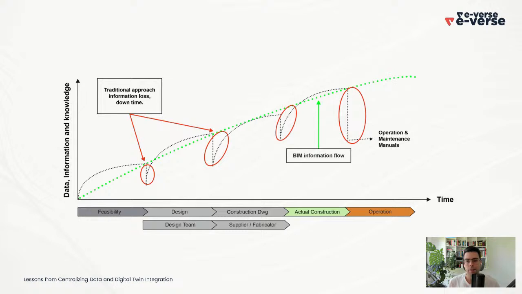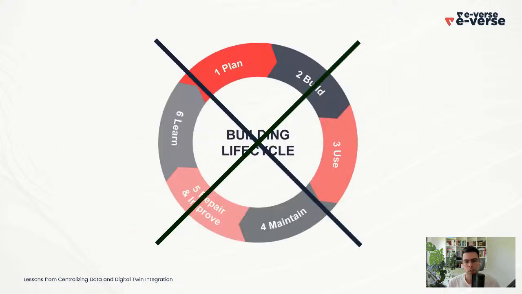And the traditional approach is that on every project you lose so much data. So you lose a lot of efficiency on each project. So for me, the building life cycle was a lie at the time, and I was not believing in that.